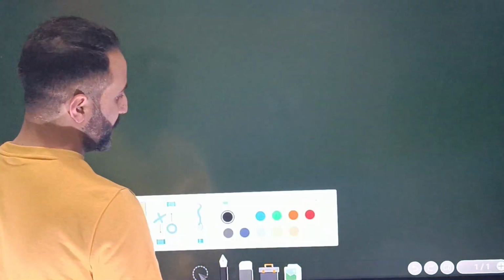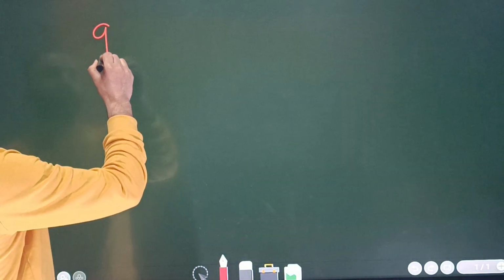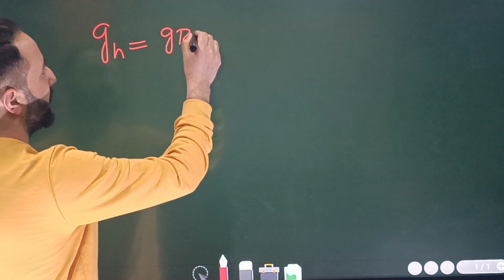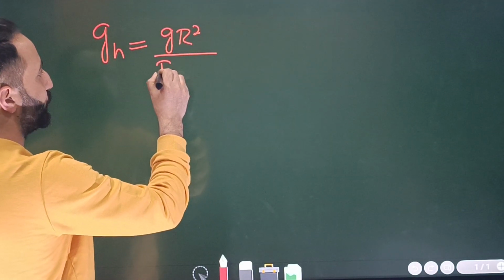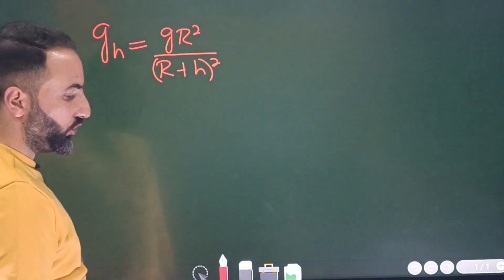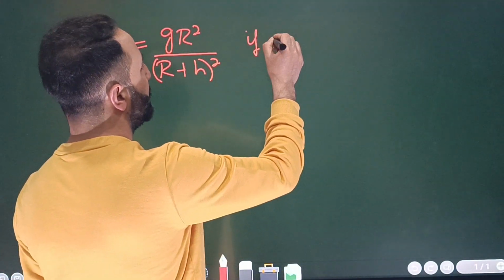Okay, so let's work it out here. Acceleration due to gravity with the height, there are two equations. One equation is g_h equal to g R squared divided by (R plus h) whole squared. And this is a generalized equation. This equation is always true. But there's a special case, and the special case is this: if this h is very small compared to R.